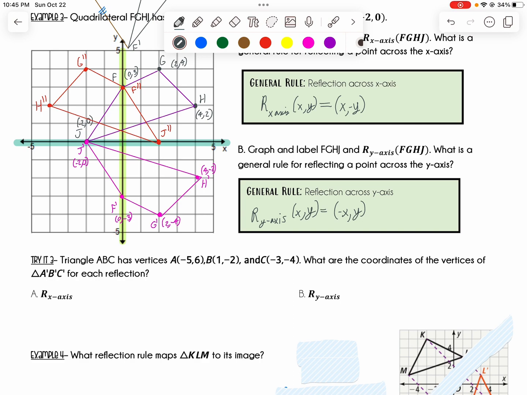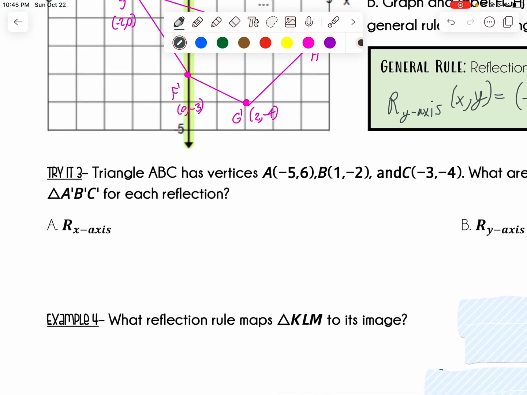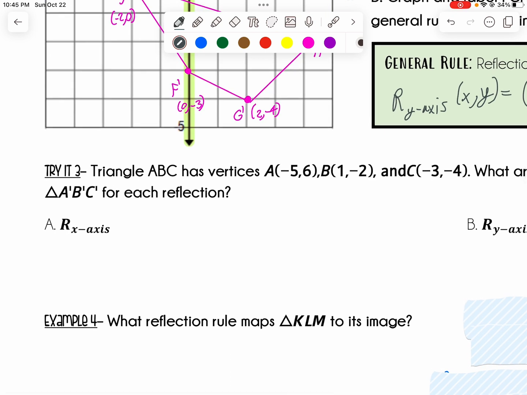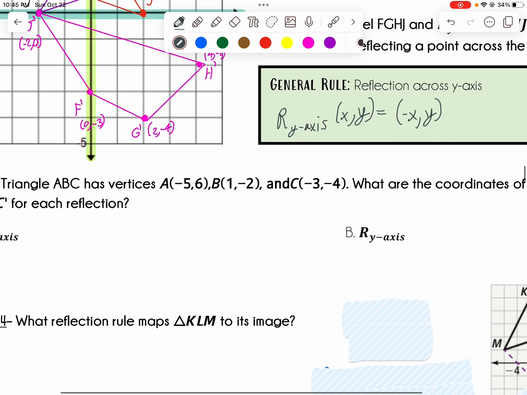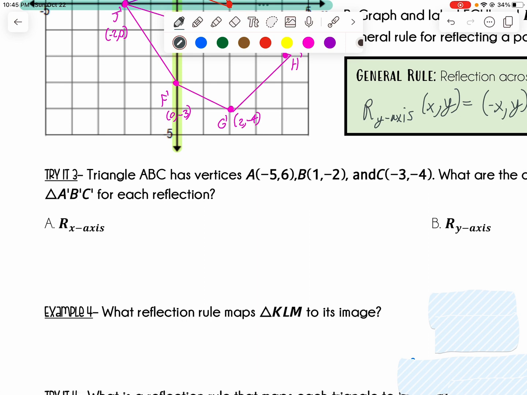So let's see if we can apply those rules to these figures. Take a look. You got triangle ABC. What's the result going to be if we reflect it across the x-axis? Well, since I know what the coordinates of A, B, and C are here, I know what their reflected coordinates will be as well. I can just write those out.